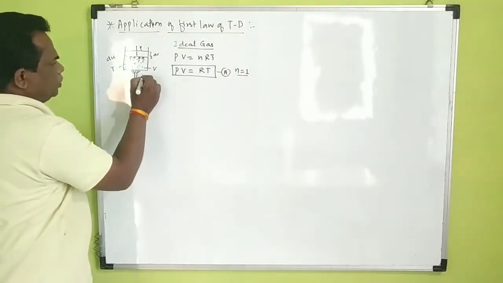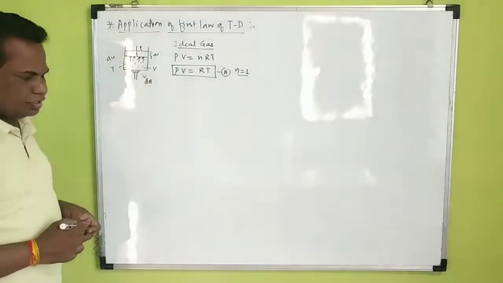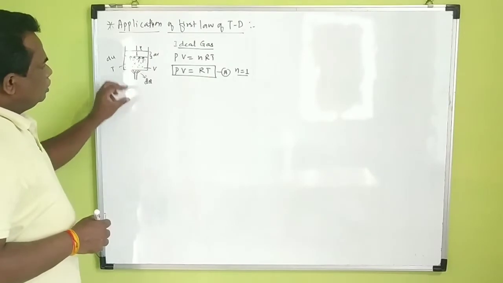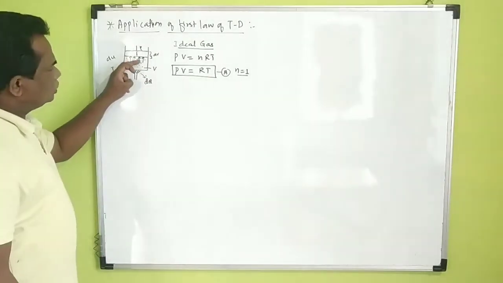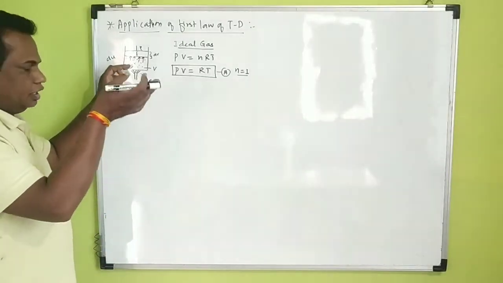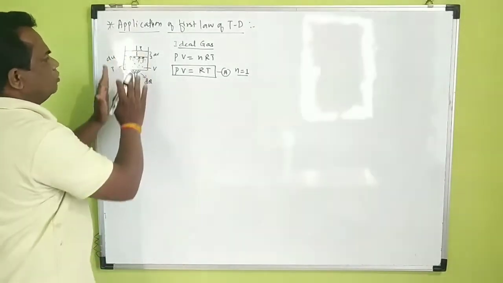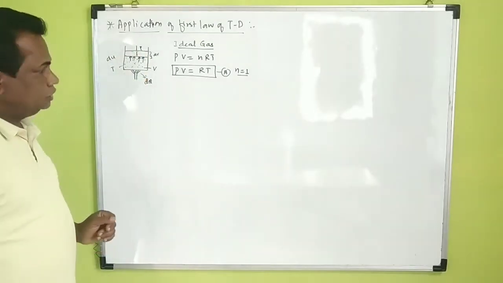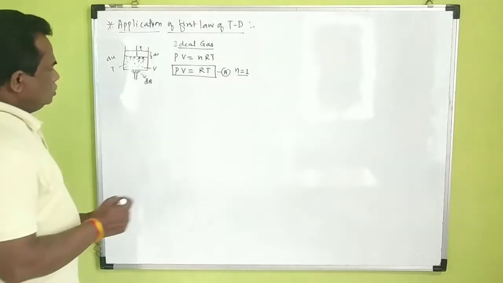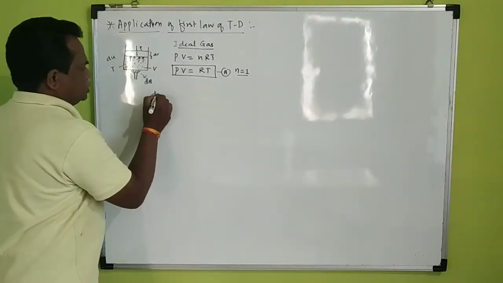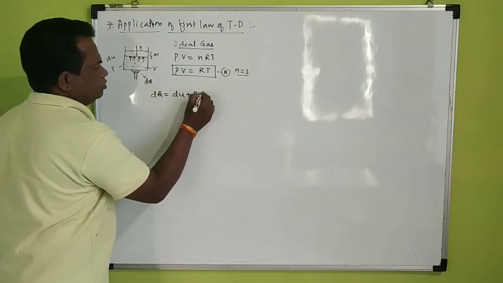Now if you provide dQ amount of heat energy to the system, then out of this dQ, some energy is utilized to increase its internal energy, and some energy is utilized to do some external work. So we know the first law of thermodynamics. I will write the first law here: dQ is equal to dU plus PdV.